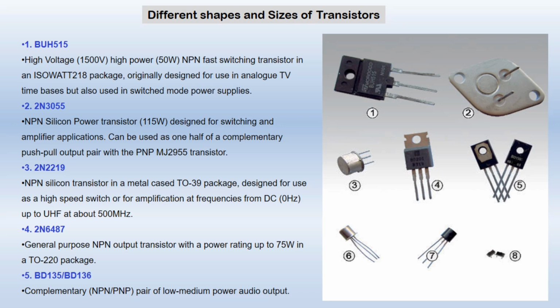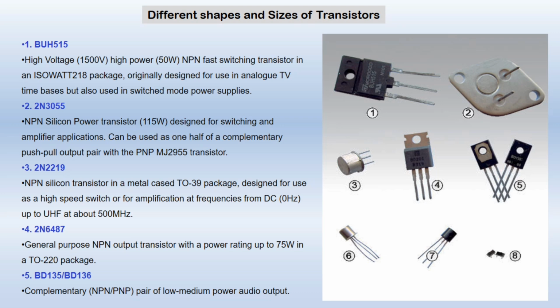Now in this diagram you can see the different shapes and sizes of transistors. So this number 1 we have the BUH515 transistor. It is a very high voltage, high power NPN transistor and it has a very fast switching speed. It is used for switching purposes. It comes in an ISOWATT218 package and it was originally designed for analog TV but is also used in switch mode power supply.